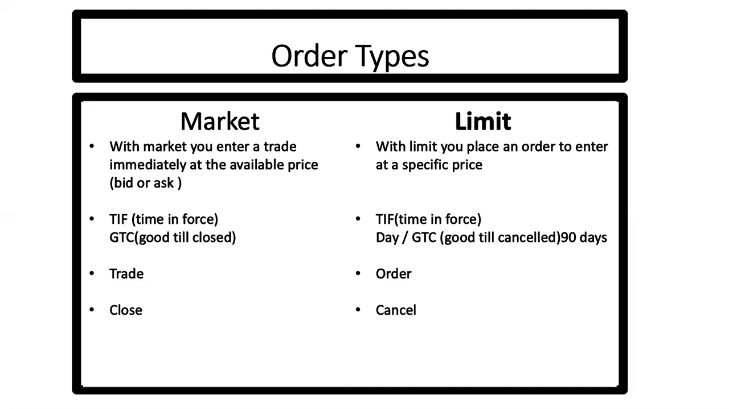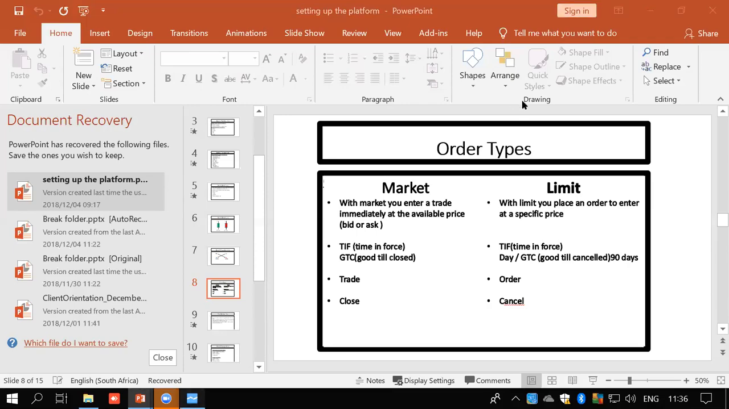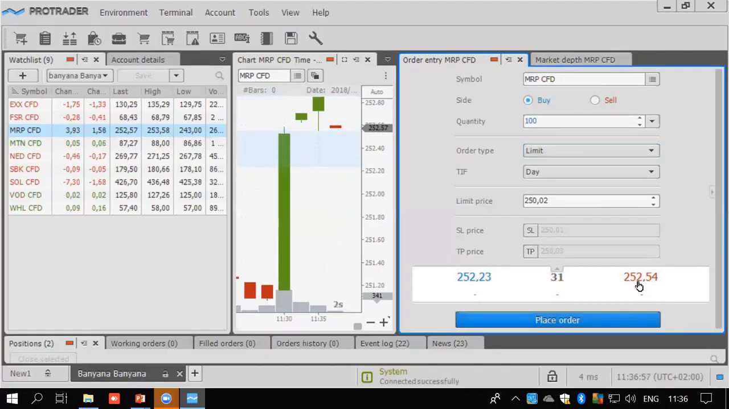I can't hear you guys. You automatically place your trade at the price that is available, at the current price. You all hear that? With market, you enter immediately at the available price. That simply means that you get in now. You don't wait for anything. As soon as you click on the place order button, if you are doing a buy, you will get in immediately at 252.54. If you are doing a sell, you will get in immediately at 252 what? 25. You enter instantly at the current price.